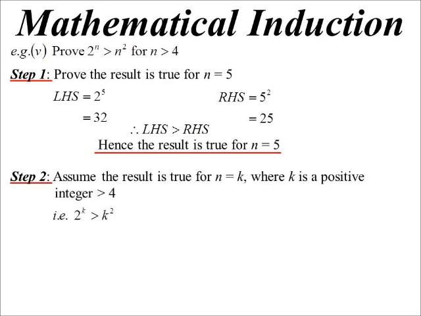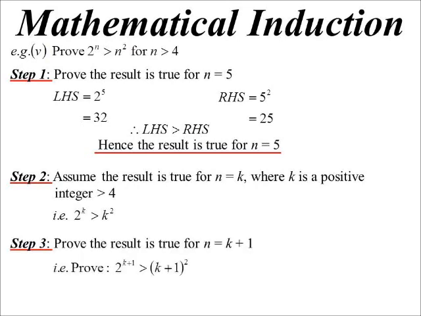So my assumption, and the other key part of this assumption, don't just say the result is true for n equals k where k is a positive integer. Make sure in your assumption you put in where k is a positive integer greater than 4, because that could come in handy, knowing that k is bigger than 4. So 2 to the power of k is greater than k squared where k is greater than 4. That's our assumption. We're going to prove 2 to the power of k plus 1 is bigger than k plus 1 squared. Now, there's different ways of doing inequalities.